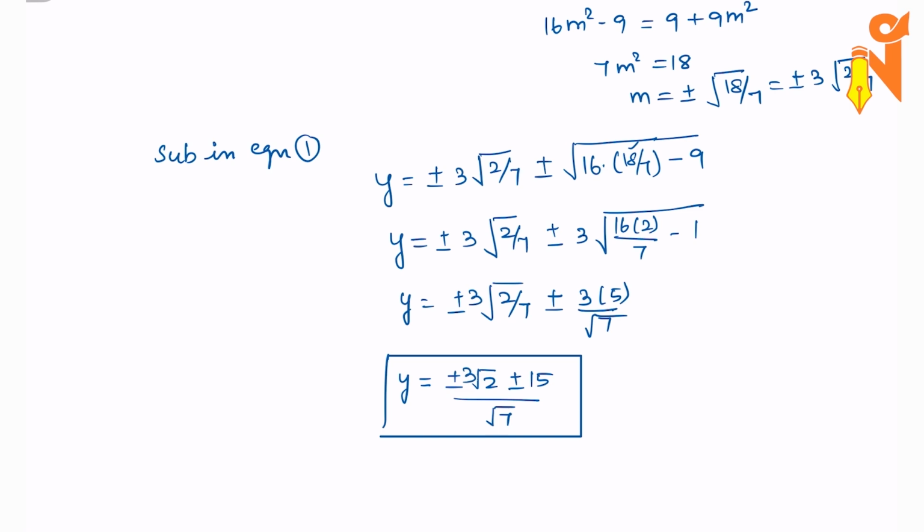Please think of how many tangents are possible. There are 4 tangents. By taking plus plus, plus minus, minus plus and minus minus signs, which means there are 4 common tangents you can draw between the given circle and the hyperbola. Hope it is clear to you.